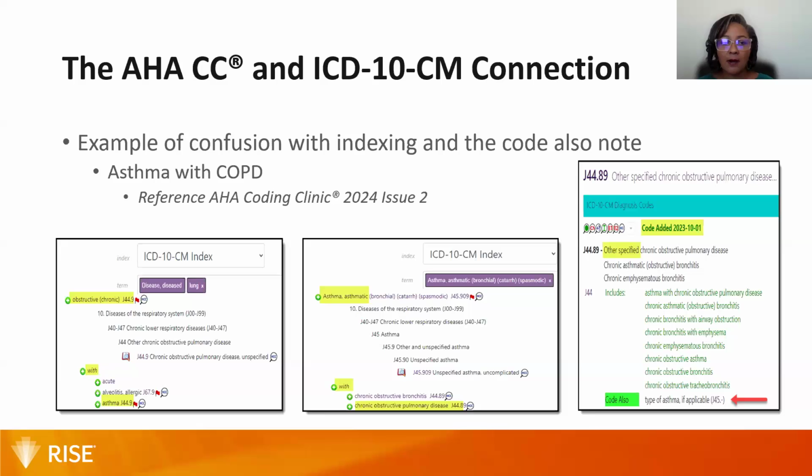Okay, so this is an example of one where I just wanted to point out there's a new code for asthma with COPD, and additionally making sure you're looking at those code also notes. Some of the code also, if you're working in Medicare or commercial, they are mapping, so you don't worry about it. But if you're in a mapping project, sometimes those code also will also affect your code capture as well.